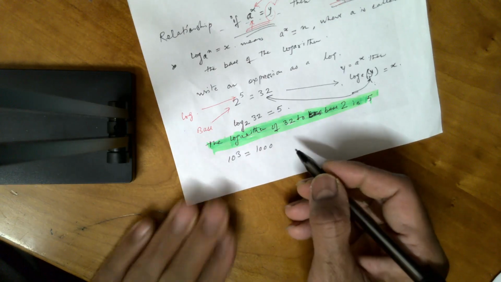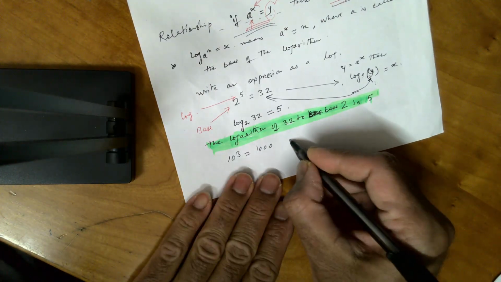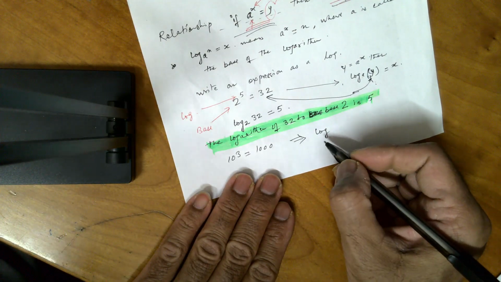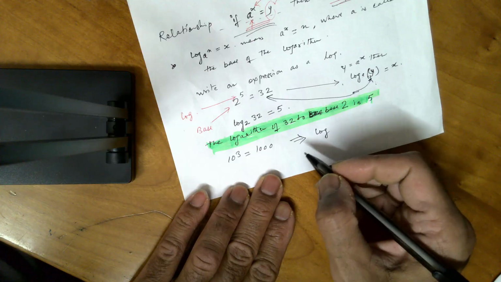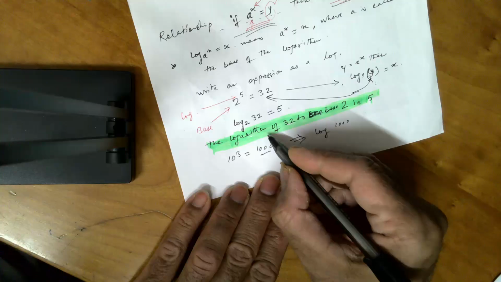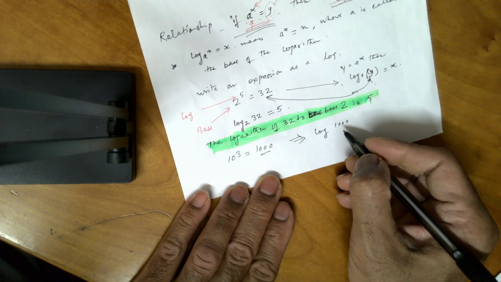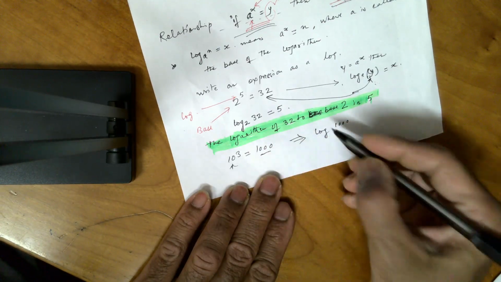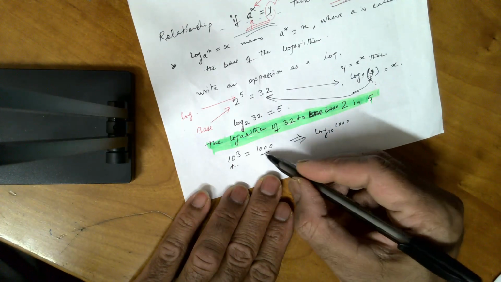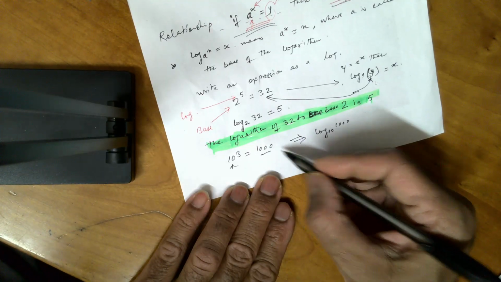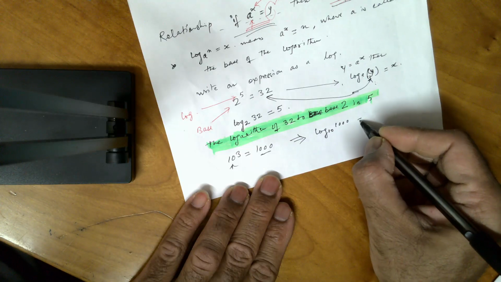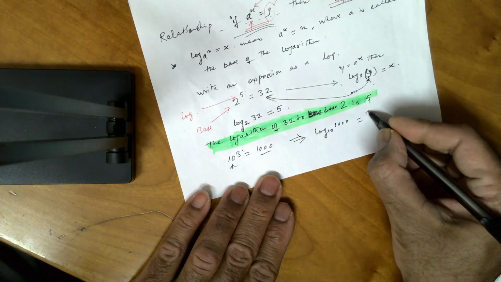So this expression, you can say, okay, logarithm. Okay. So logarithm of what? 1000. Logarithm of 1000. If you go this way, base, what is the base here? That. So logarithm of 1000 to the base 10 is equal to, your exponent here is 3.